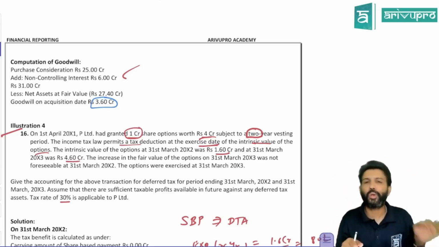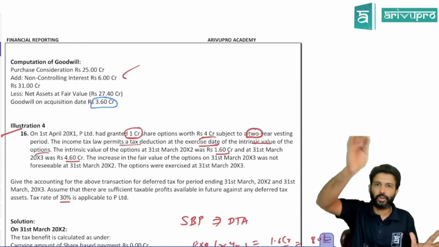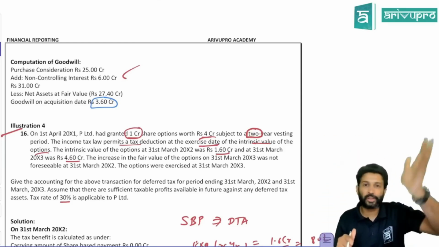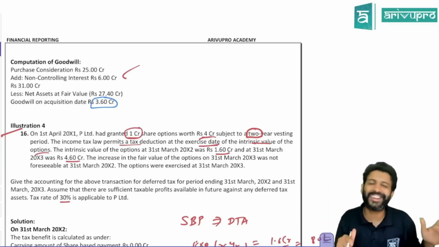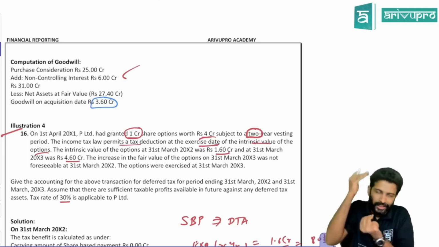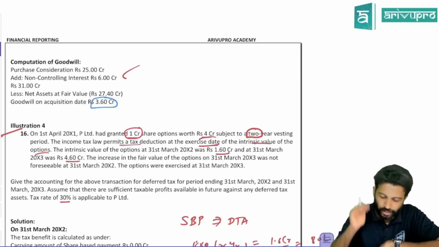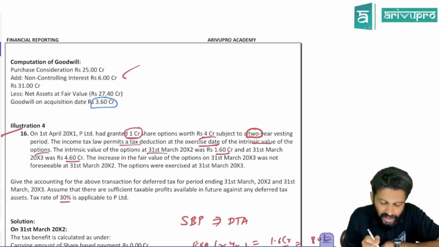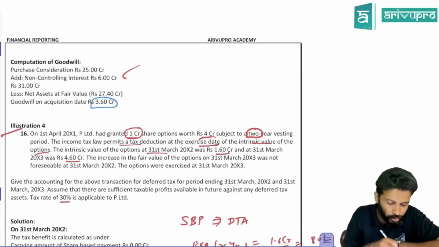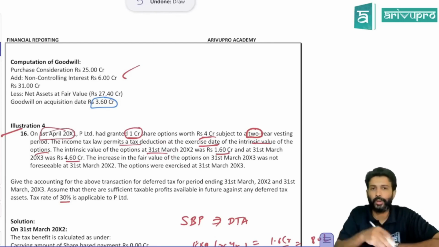But Ind AS 102 allows only the fair value method, which you would have learned in your SFM, right? Black-Scholes model, options pricing model, etc. Yes. So using that only you can figure it out. So Ind AS 102 allows only the fair value method, but the Income Tax Act allows the intrinsic method. So there will be a difference. The intrinsic value of the option at the end of the first year, that is 31st March 20x2. So on 1st April 20x1, you gave the plan.